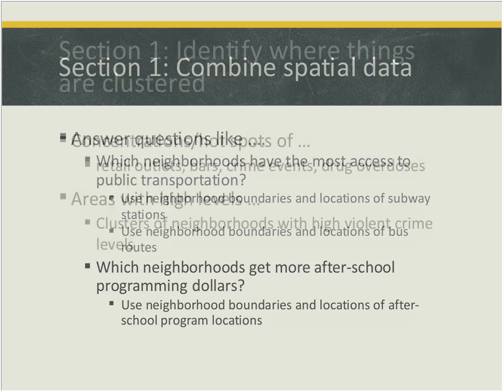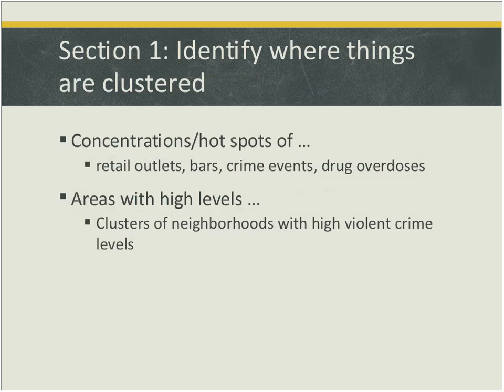Another advantage of geographic information systems is being able to identify where things are clustered. And when we think about concentrations or hotspots, we typically think of analyses that look at areas within a city and find hotspots of retail outlets or bars or crimes or drug overdoses. But we can also look at larger areas to see where, for instance, counties with a high violent crime rate are next to other counties with a high violent crime rate.